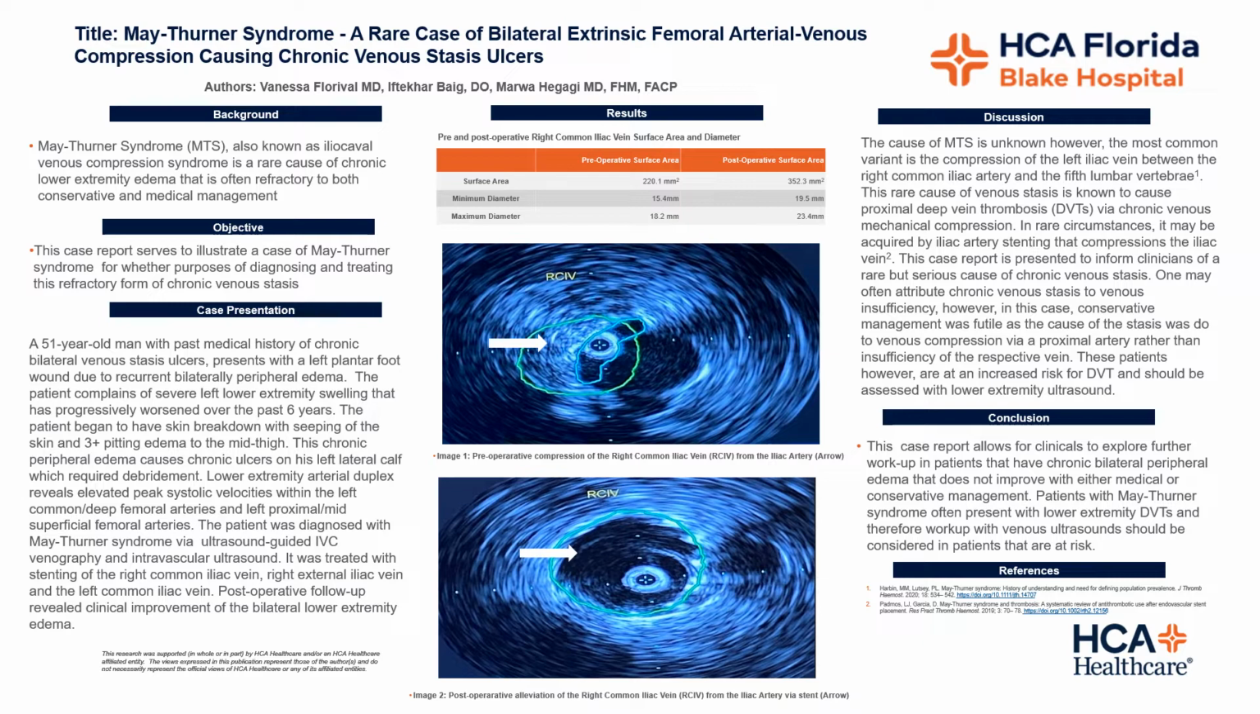Results of this intervention. The chart below illustrates pre- and post-operative right common iliac vein surface area and diameter. Image 1 shows two outlines, a blue outline and a green outline. The blue outline shows compression of the right common iliac vein, and the green line shows the diameter of the respective vein.